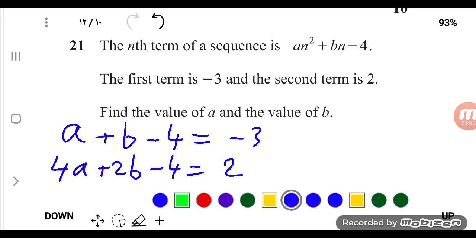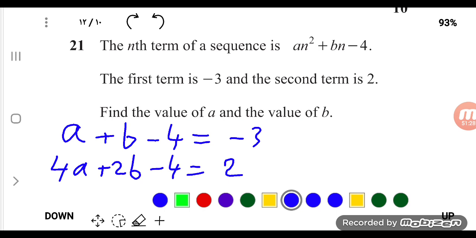But before that, let me arrange the two equations. So if I take -4 from left to right in both equations, let's see what we get. Or it's better, let's do something else. Let's multiply the upper equation by 2 to make the b terms the same.